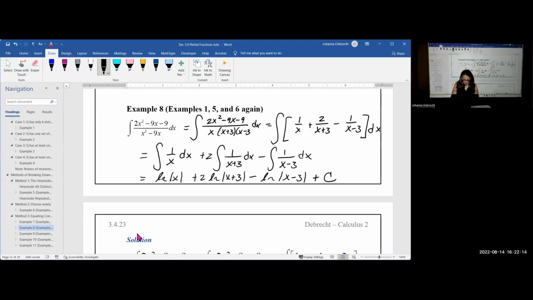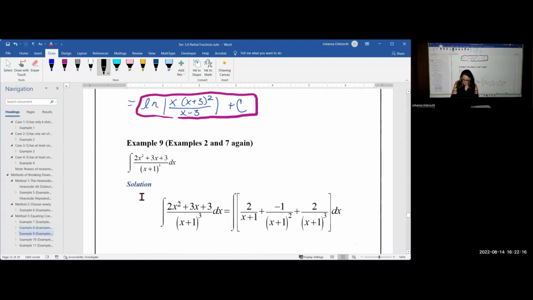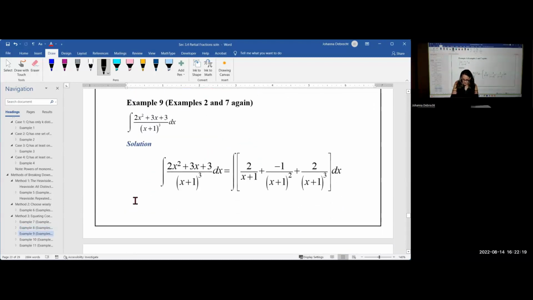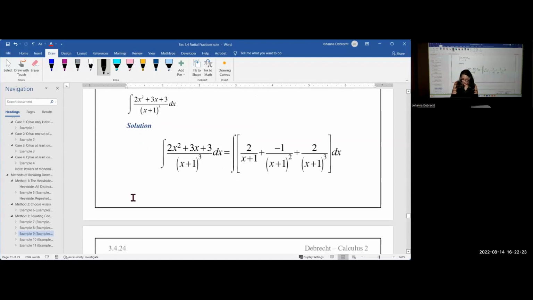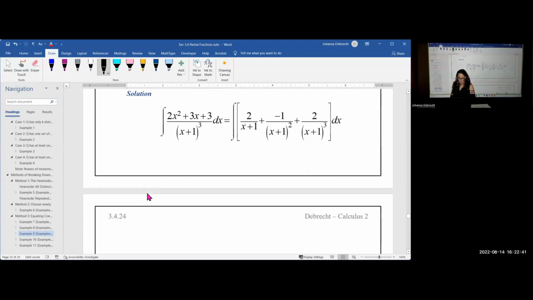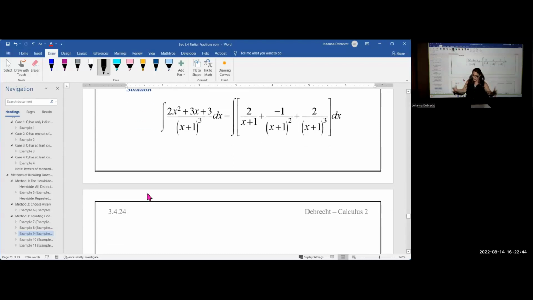Let's take a look now at another example. We want to take a look at example 9, which is examples 2 and 7 again. So we decomposed it and we got these expressions right here, right? So these were our decomposed expressions that we came up with. And what would we do in these particular cases? How would we integrate these particular problems? Well, we're going to break it apart into the sum and difference of these different integrals.